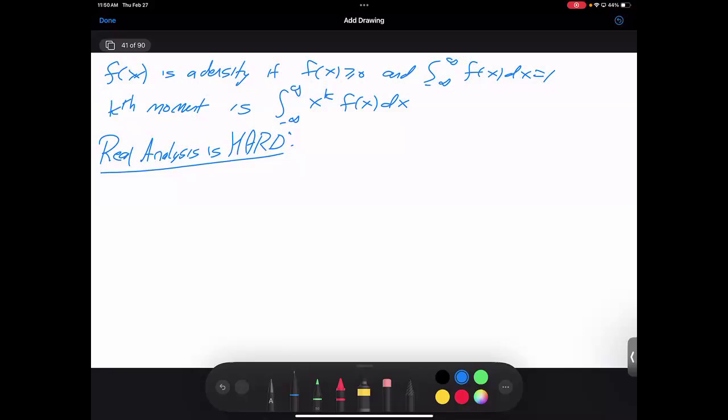This is one of my favorite functions in all of mathematics. Do it properly. Let's do x cubed sine of 1 over x. Is this function differentiable?